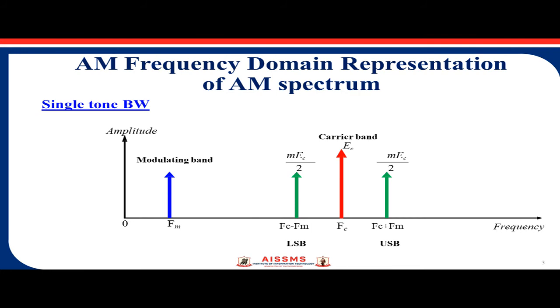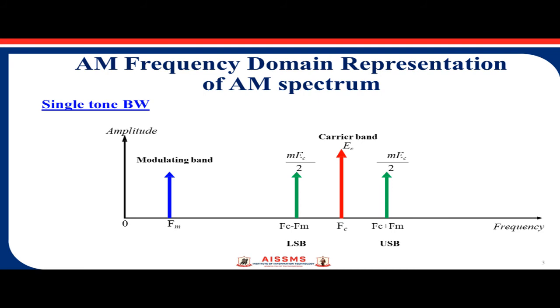See in the diagram, we have two parts, modulating band and carrier band. The carrier band has three parts. The red line indicates the carrier signal, having the amplitude EC.